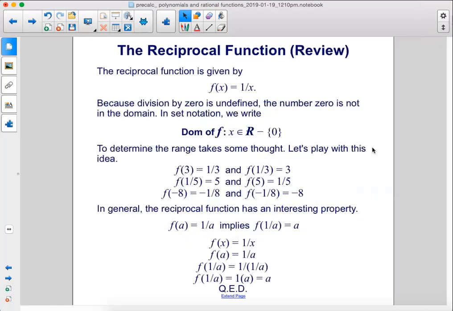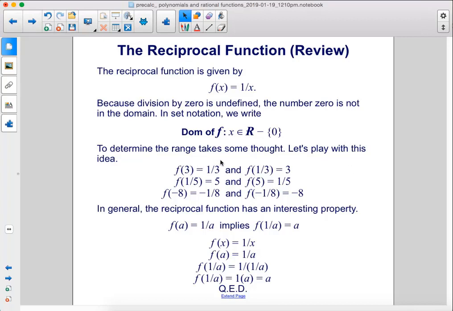The reciprocal function is given by f of x equals 1 over x. Because division by 0 is undefined, the number 0 is not in the domain. In set notation, we write the domain of f is all x that belongs to the set of real numbers minus 0. To determine the range takes some thought. Let's play with this idea.